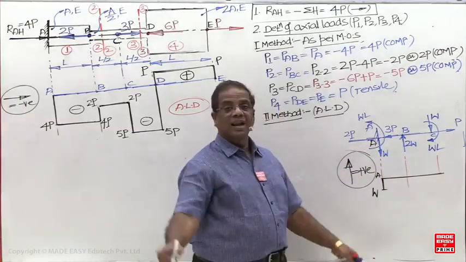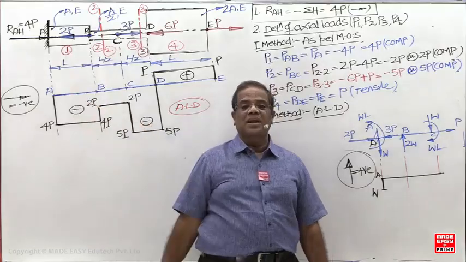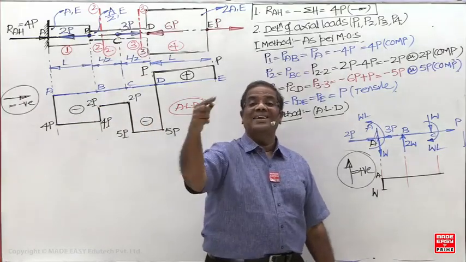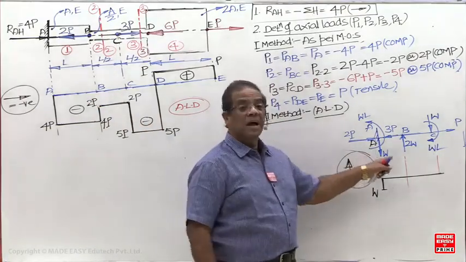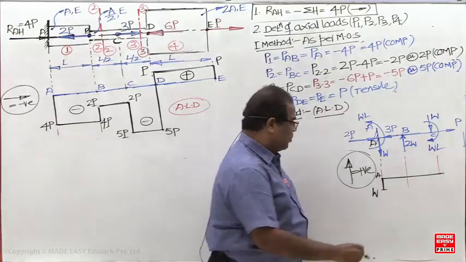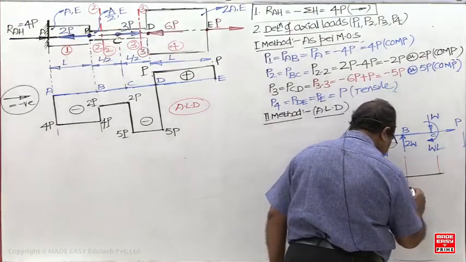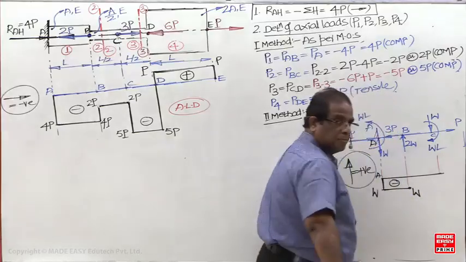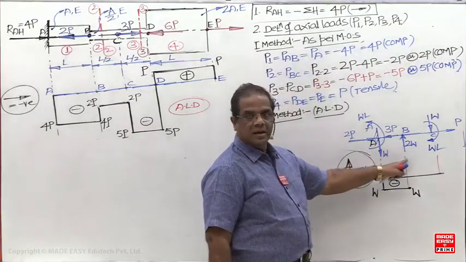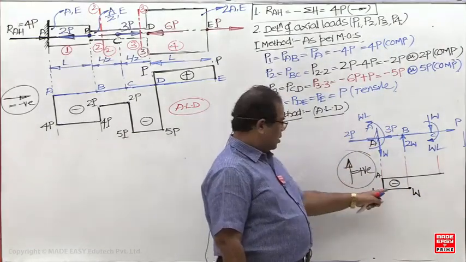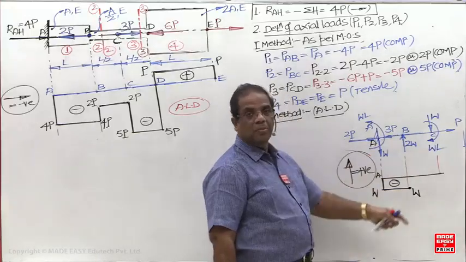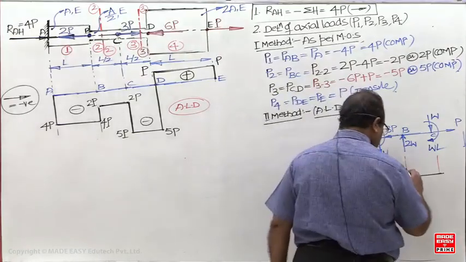Next, draw a parallel line. When you were drawing the ALD, what did you do? We drew a parallel line until the next axial load. Now you have to draw a parallel line until the next constant point load. Now we consider upward as positive. So minus W plus 2W.